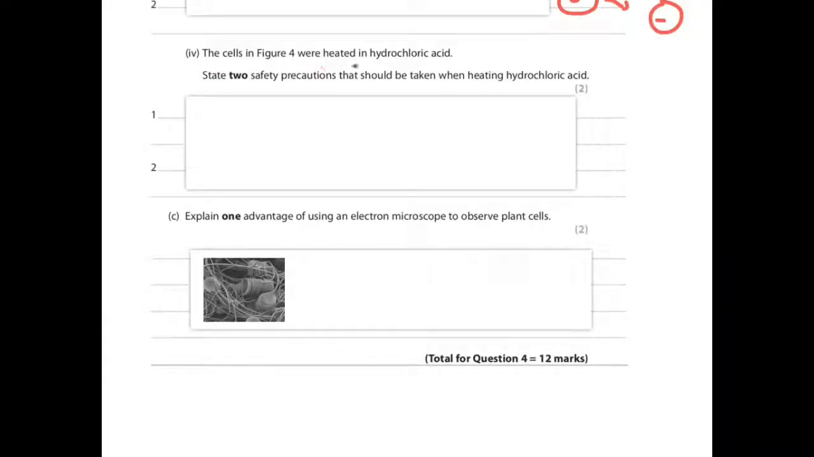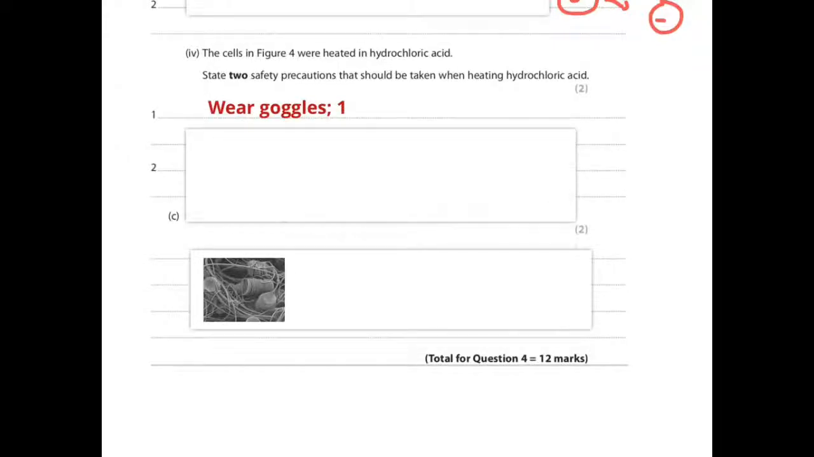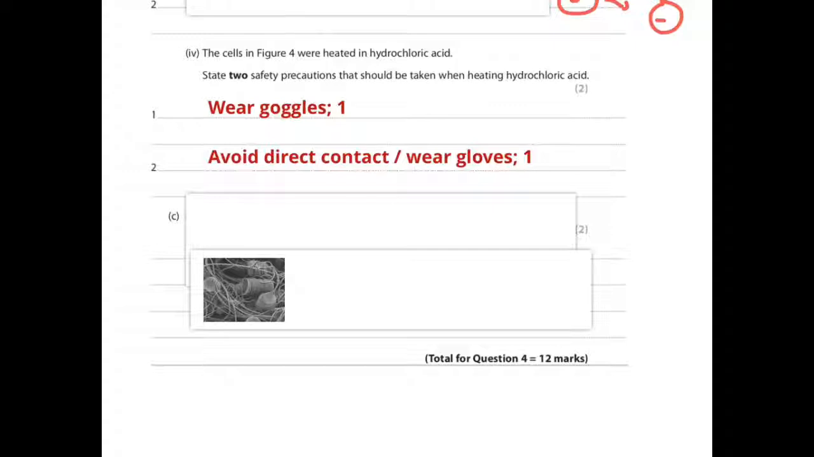The cells in figure 4 were heated in hydrochloric acid. State 2 safety precautions that should be taken when heating hydrochloric acid. This is a really easy question. You just have to use common sense. You know that acid is corrosive, so you want to avoid contact with your skin and eyes. So 2 obvious things you should say: wear goggles and avoid direct contact, or wear gloves.